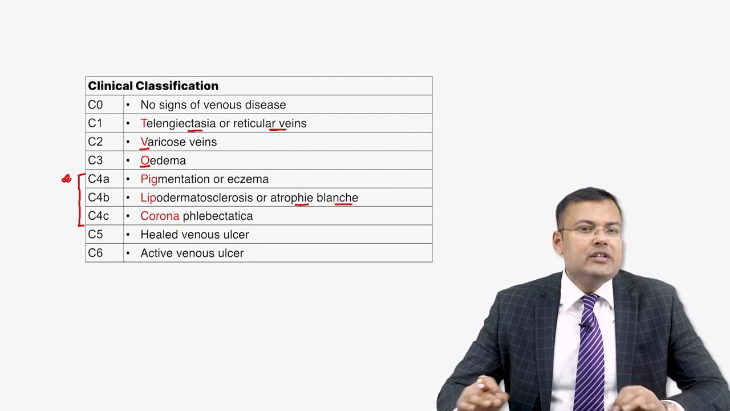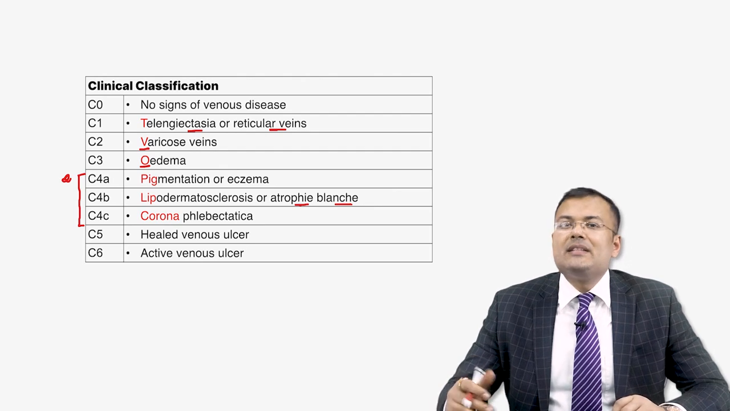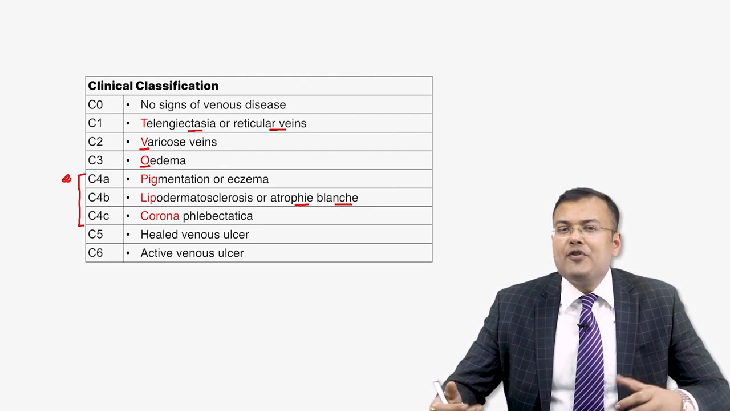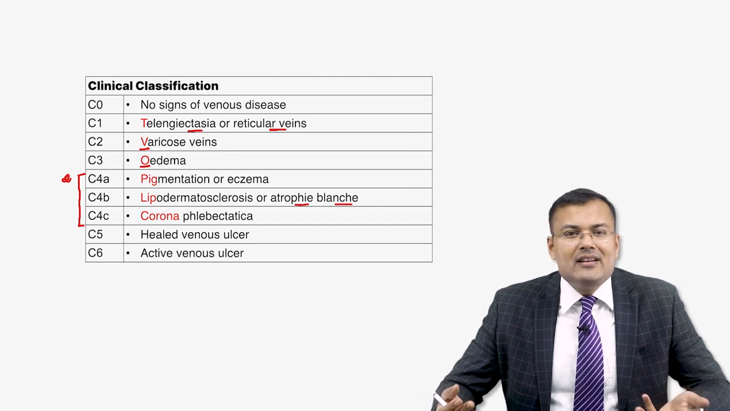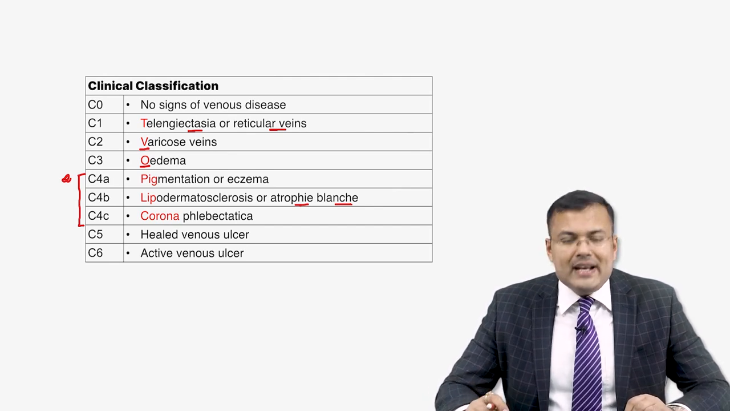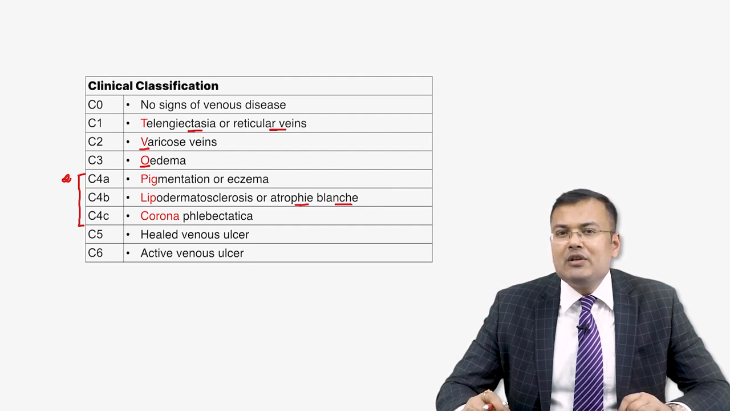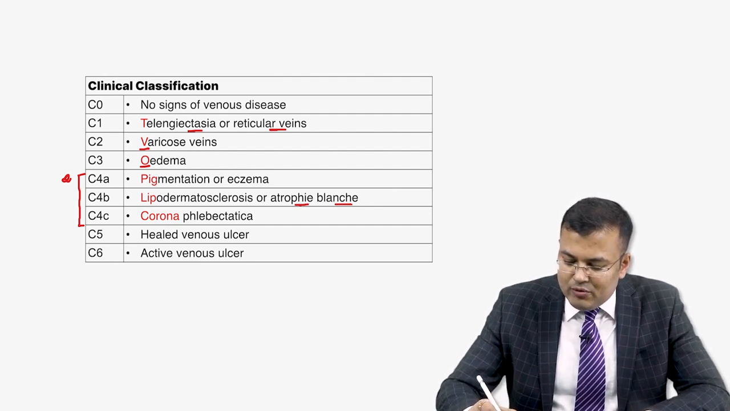Now guys, let me tell you how to remember. C0 you already know, 0 means no signs. C6 means ultimately there is an active ulcer. If you remember C6 active ulcer, then healed ulcer is C5. Nowadays questions are mainly asked between C1 to C4. And how to remember? Can you see the mnemonic?